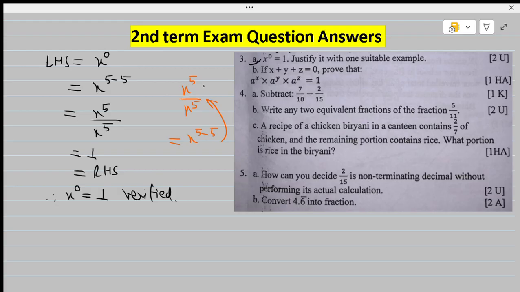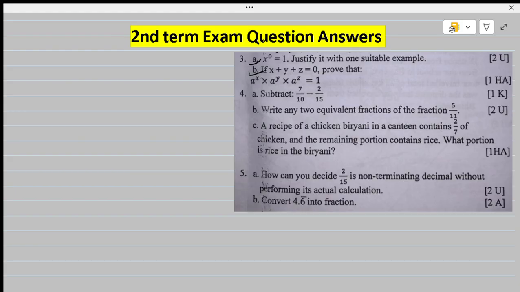And now, that was part A, now I go with number B. So let's make this clear. Okay, so I'm going with B.